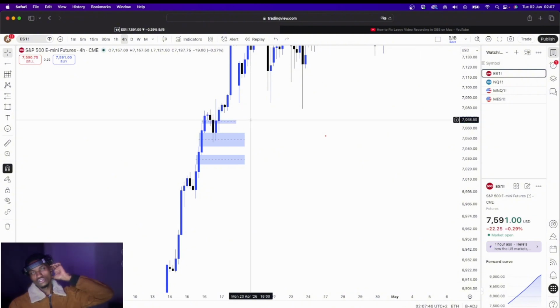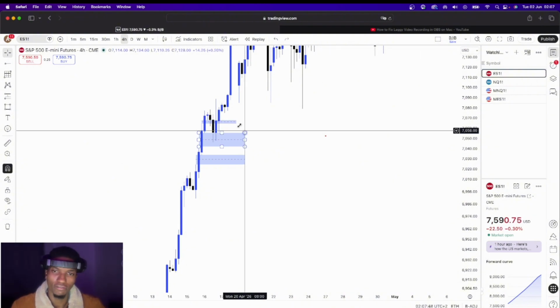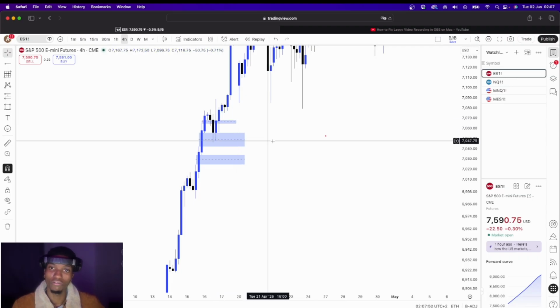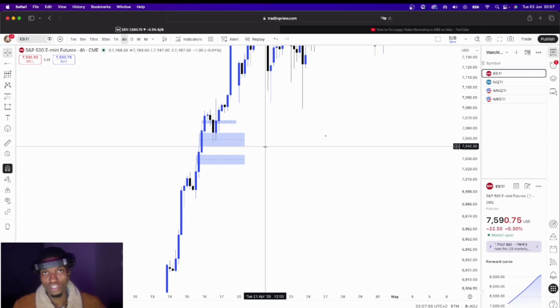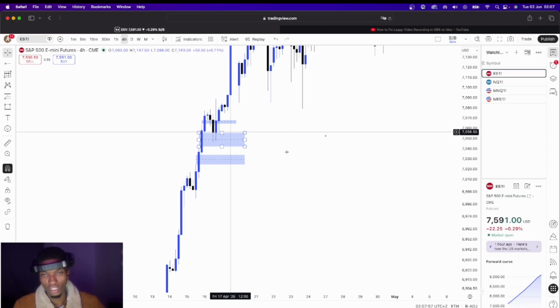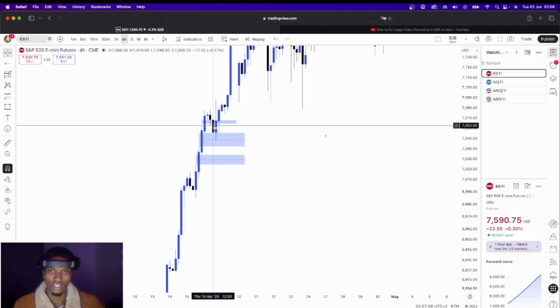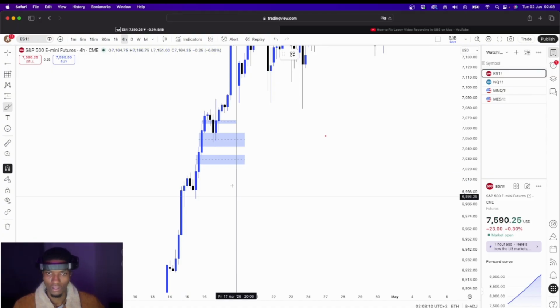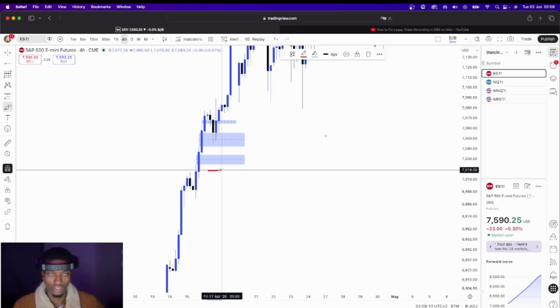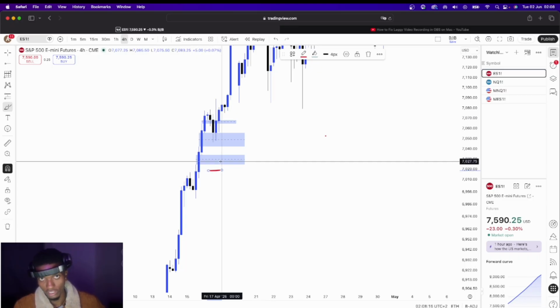Right. So what happens when we have three fair value gaps? The only time we can say these fair value gaps have been invalidated is when we have a full candle closure below the first one, if the market is moving upwards. So if we close below here, we get a candle closure down here, then all of them were invalidated, right?